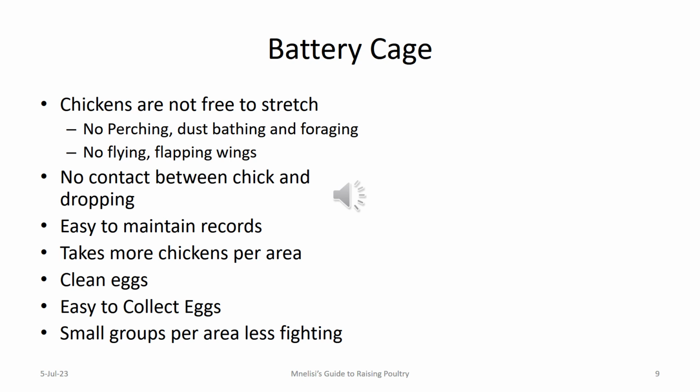The advantages of a battery cage system is that there is no contact between chickens and the droppings. A cage will take more chickens per area, which means you will need less space to keep many chickens. The hens will lay clean eggs as there is no contact between eggs and the droppings. And it's very easy to collect eggs. There is less fighting between chickens.